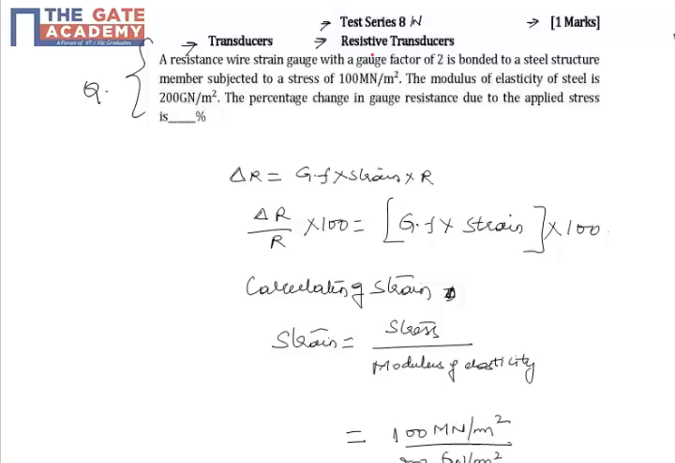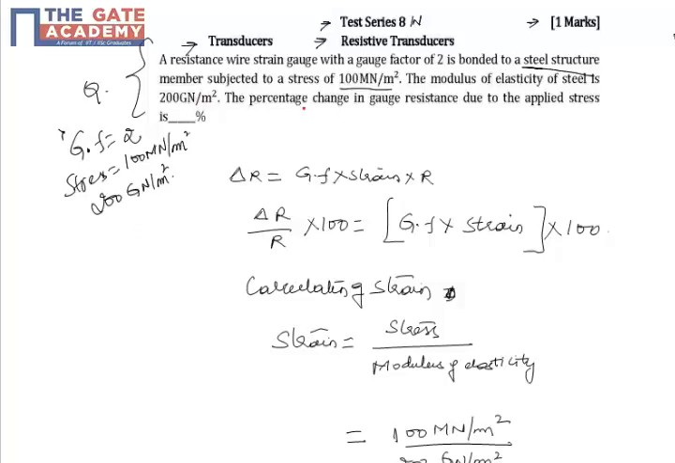and the strain gauge has a gauge factor of 2. So we are given the strain gauge properties as gauge factor is 2, and the stress that is applied is 100 meganewton per meter square. So this strain gauge is mounted onto a steel structure, which is subjected to a stress of 100 meganewton per meter square. The modulus of elasticity of steel is given as 200 giganewton per meter square. So we are given the property of the steel structure.